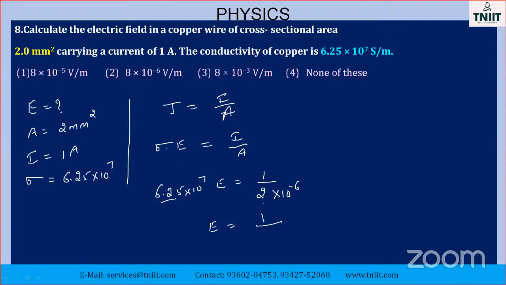6.25 into 2 will be 12.5 into 10 power 1, which is nothing but 1 divided by 125. So 1 by 125 is approximately 8 into 10 power minus 3. 1 by 125 is 0.008. 0.008 can be taken as 8 into 10 power minus 3. So option 3 is the right answer.